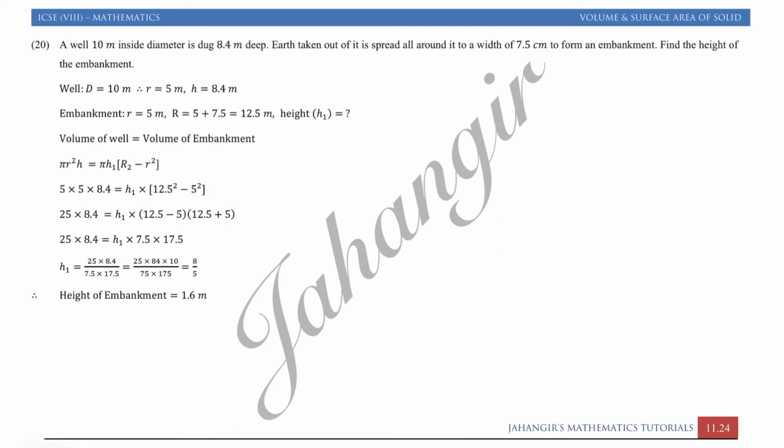Question number 21. The earth well has 10 meter inside diameter. Diameter is equal to 10 meter, so therefore radius is equal to 5 meter. It is dug 8.4 meter deep, the h is 8.4 meter deep. The earth taken out from it is spread around it at a width of 7.5 meter from the well to form an embankment. Find the height of the embankment.